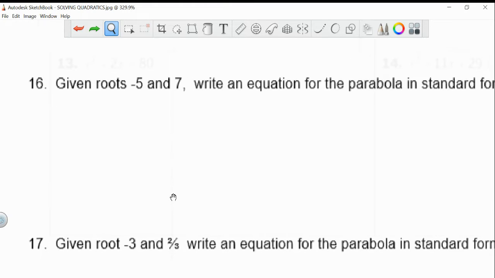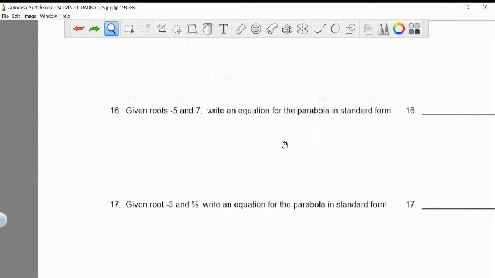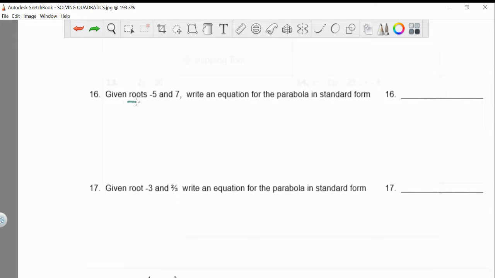I always tell math students, you learn how to do something and then you learn how to undo it the very next day. We learned how to factor and solve, and now we're going to try to unsolve, which sounds kind of like a waste of time, but it is interesting, and there is a good reason why we're doing it. Now, one thing we're going to see is that these questions have a lot of vocab in them. Given the roots, write an equation for the parabola in standard form. All three of these things you might not be very comfortable with.